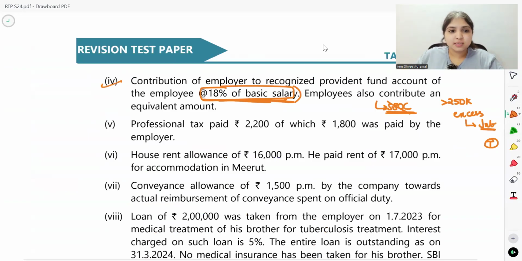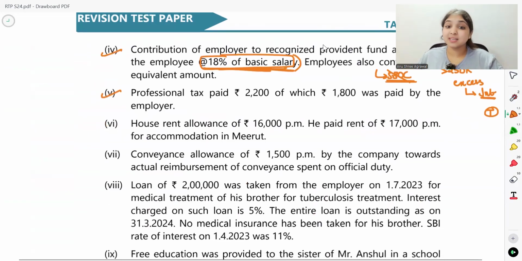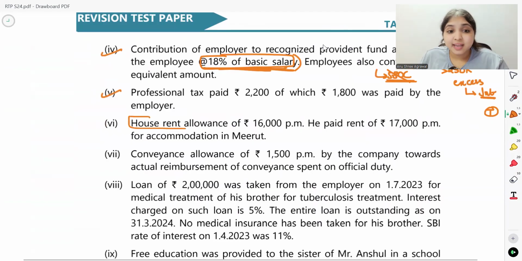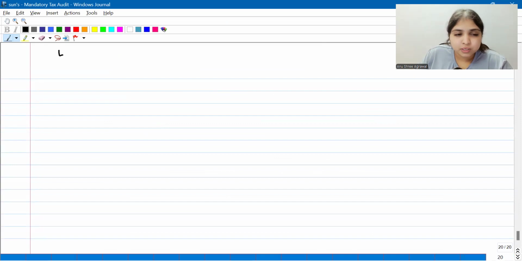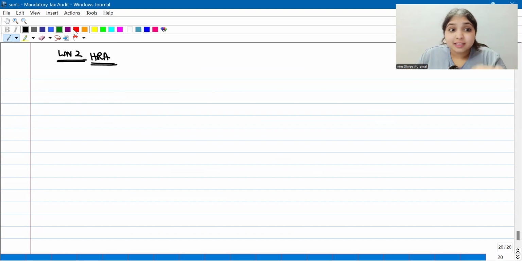Our next adjustment is the sixth adjustment, HRA. The question says HRA of 16,000 per month. He paid rent of 17,000 per month for accommodation in Meerut. So let's do the HRA adjustment, and let's give reference to working note number 2. After my working note number 1, I'll open working note number 2 for HRA. Now for HRA, there are going to be 4 steps, guys. In employer's contribution to RPF, I said 4 plus 1. No, here 4. So the first step and the second step will be the same.